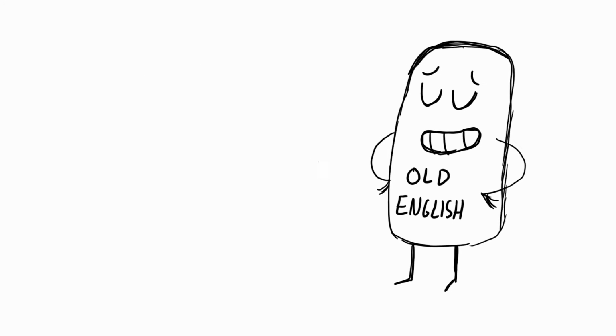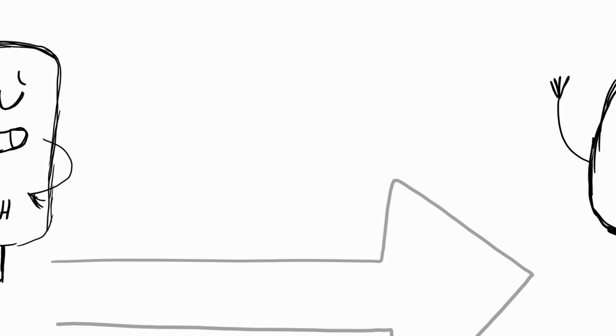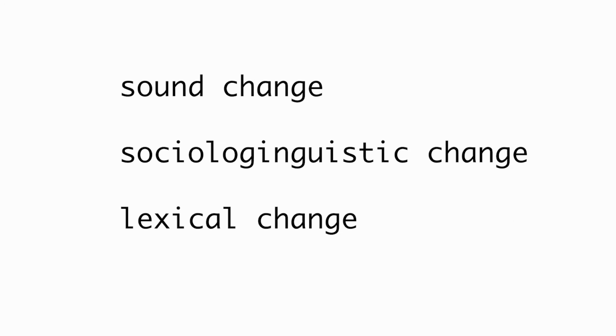Today, we're going to be talking about language change and how, over time, something unintelligible became what we know today. In particular, we're going to talk about three specific kinds of change: sound change, sociolinguistic change, and lexical change. To explore this, we'll be looking at English, and that means we're going back in time.